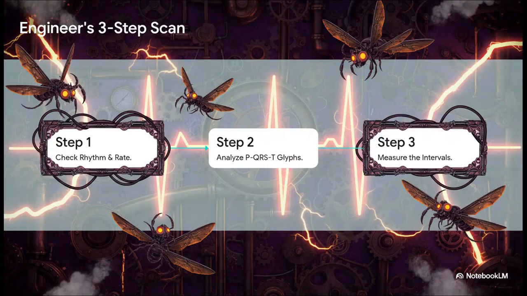And listen, forget those complicated 8-step manuals you've seen. In a real crisis, you need speed. So you're going to use the engineer's 3-step scan. It's simple. 1. Is the rhythm steady, and is the rate where it should be? 2. Are the glyphs, your P, QRS, and T waves, are they all formed correctly? And 3. Are the intervals, the timing between each event, are they within spec? This is your go-to rapid assessment protocol.